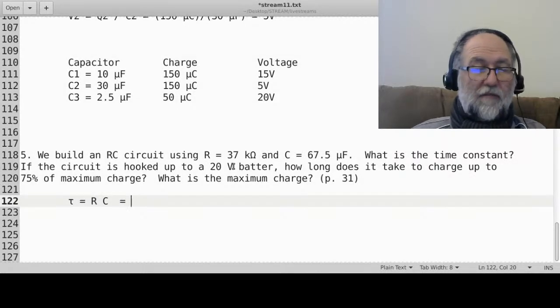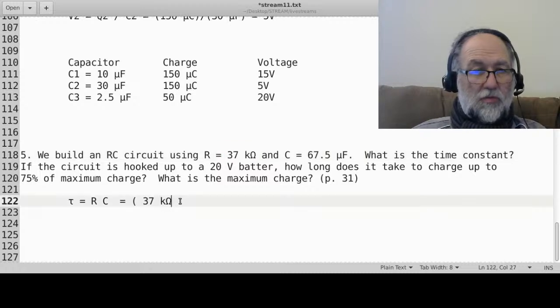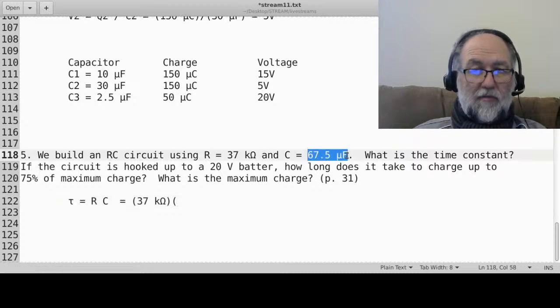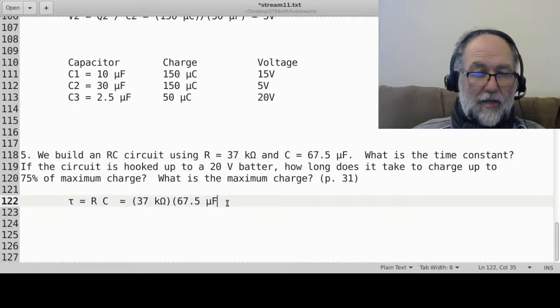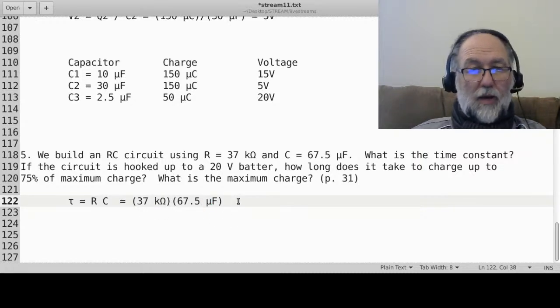All right, so easy enough. R is going to be 37 kilo ohms, and C is 67.5 microfarads. And you go, geez, how does this work out? Kilo is 10 to the 3, micro is 10 to the minus 6, and so you're going to say, well, how does that work out?